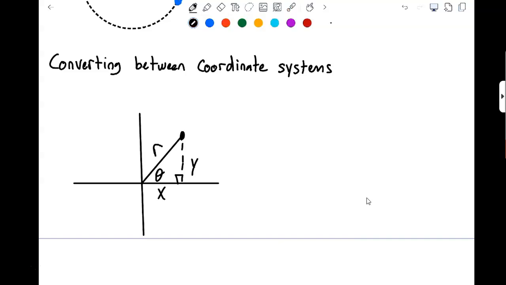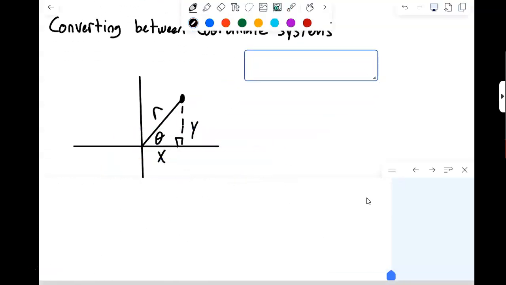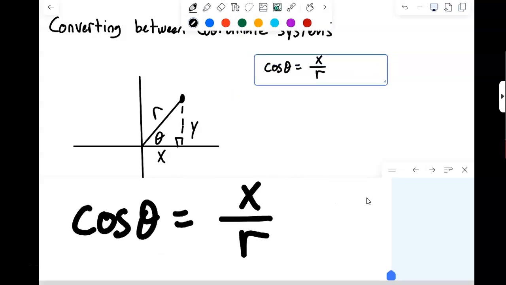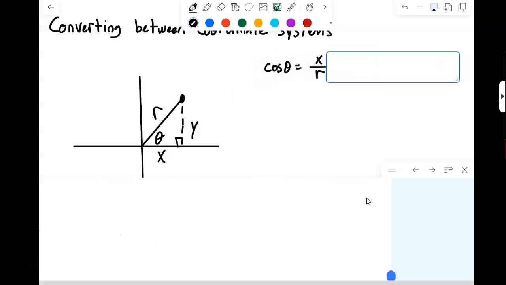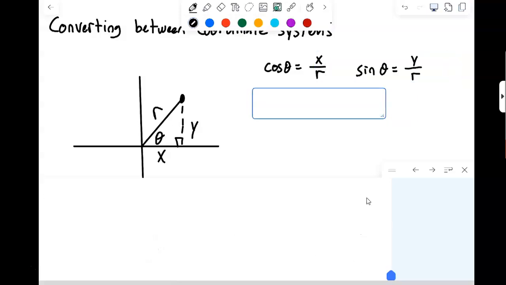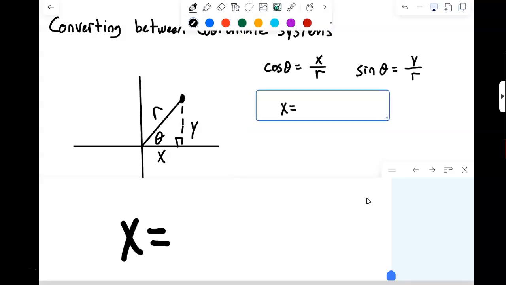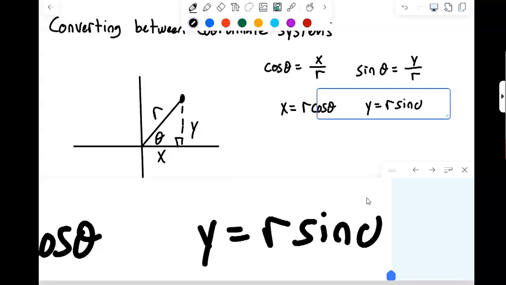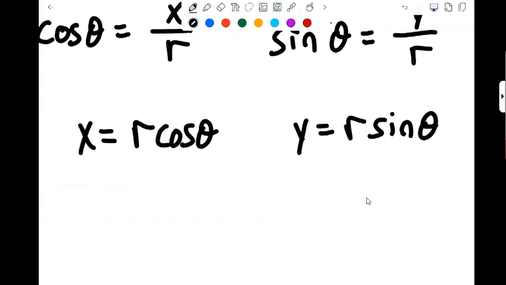Looking at that triangle, we notice that the cosine of theta would be the adjacent over the hypotenuse. So that's relating x and r and theta. And we know that sine of theta would be the opposite y over the hypotenuse r. So we can actually take these two equations and solve them for x and y. So that we get that x is equal to r cosine theta and y is equal to r sine theta. And so now we have the connection.